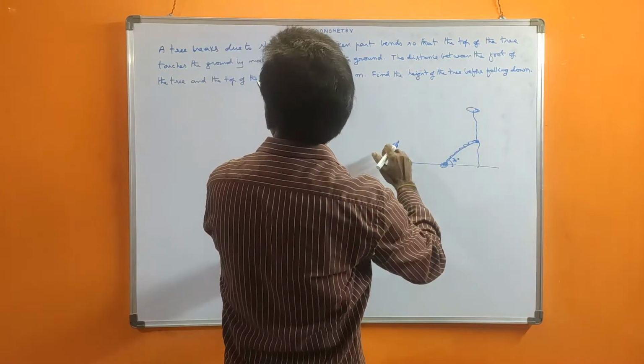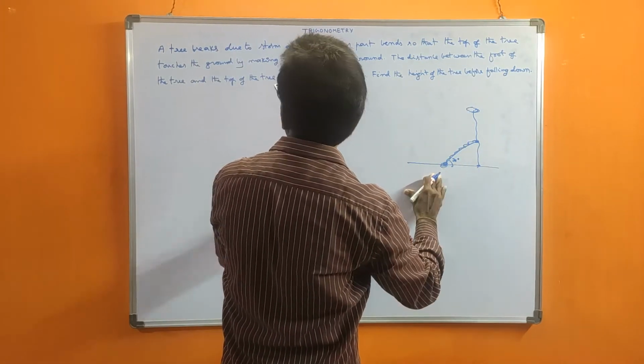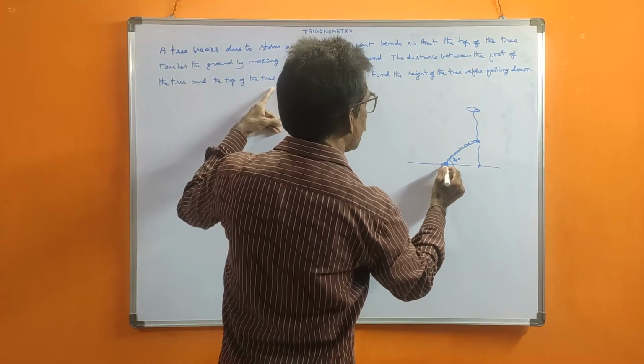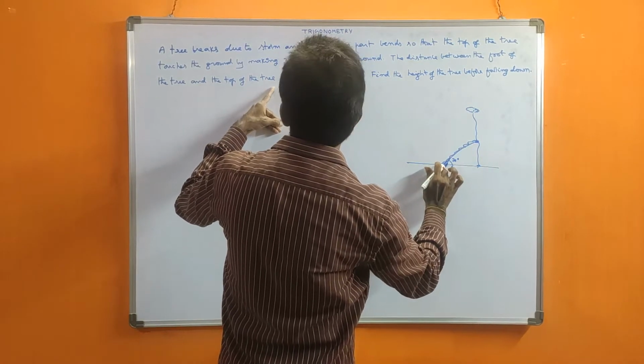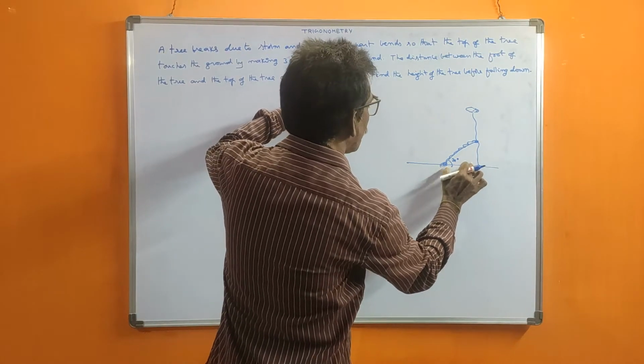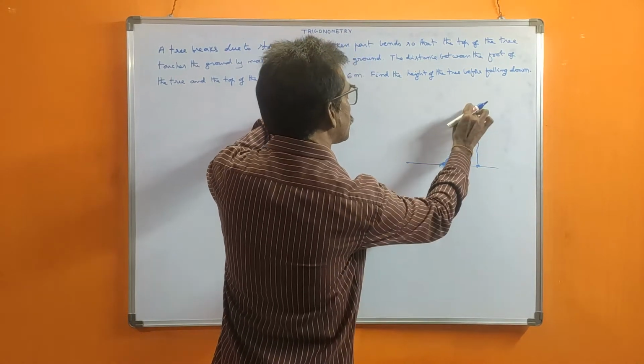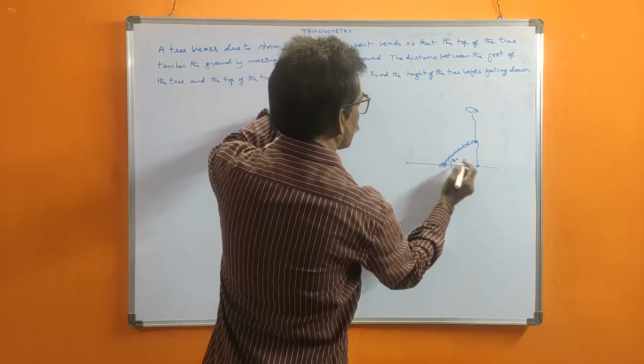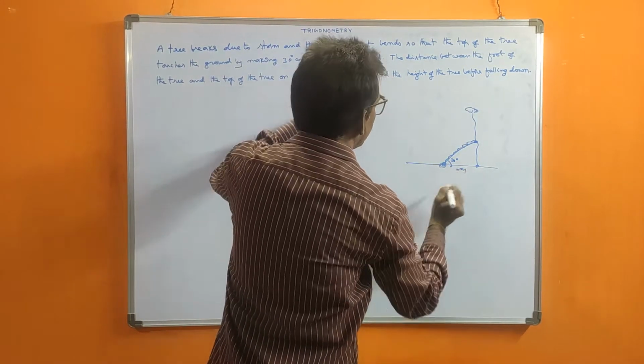The distance between the foot of the tree, see, this is the foot of the tree, and the top of the tree. This is the top, now becomes this one, top of the tree. So the distance between the foot of the tree and the top of the tree on the ground, that's what he gave, not this top, the top of the tree on the ground is 6. That means this distance is 6 meters.